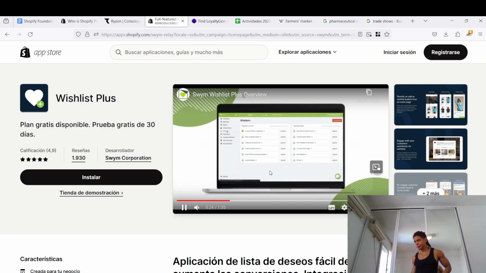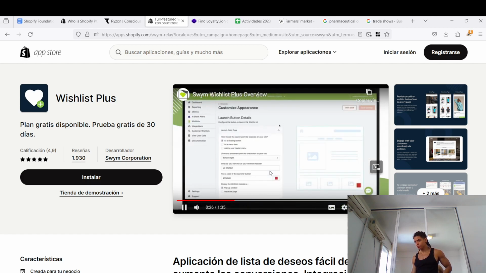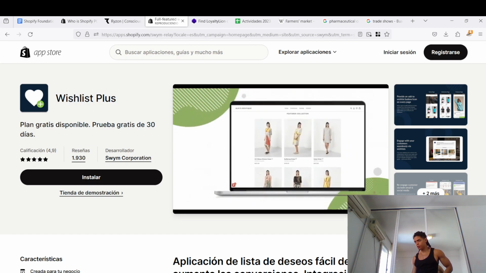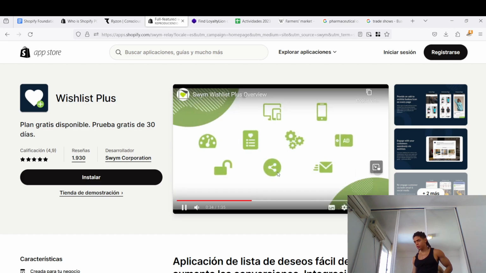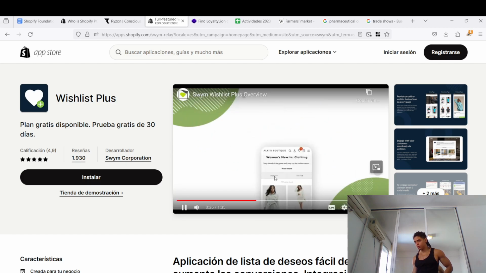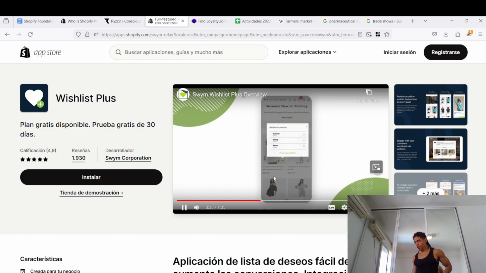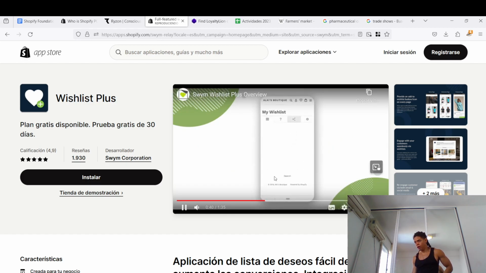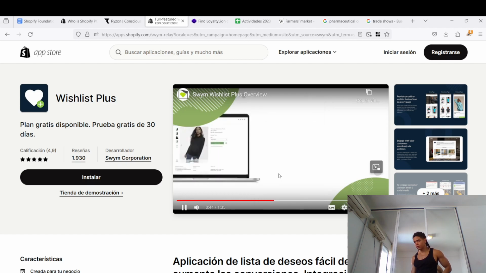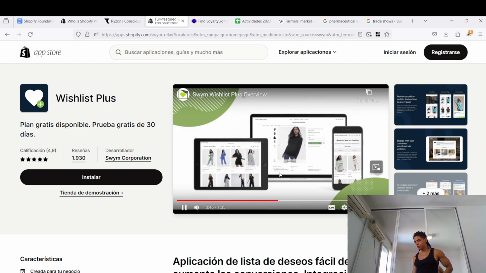The app is highly configurable and easy to set up. Match the look and feel of your site with just a few settings. And Wishlist Plus is mobile optimized out of the box. Wishlist Plus is packed with features. Shoppers can set up as many wish lists as they like. They can easily share their wish lists via email or on social media. Shoppers can access their wish list from any device.